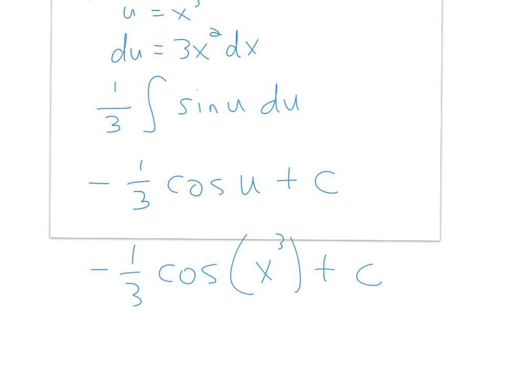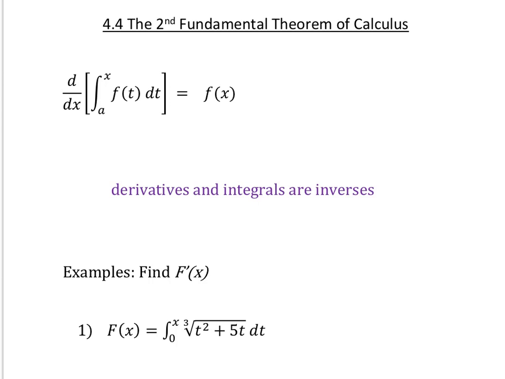And that's going to take us into the notes section, which is going to be the second fundamental theorem of calculus. Okay, so the second fundamental theorem of calculus, as you can see here, is going to entail the fact that the derivative of the integral of f of t dt is going to equal f of x.